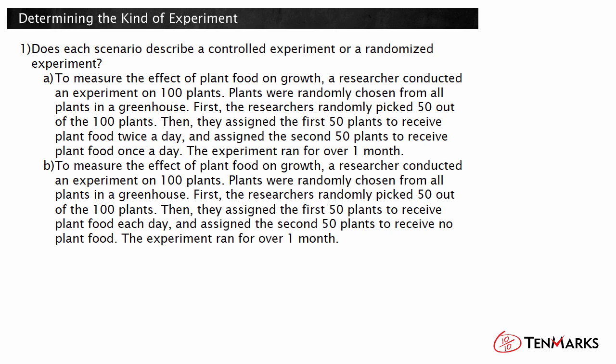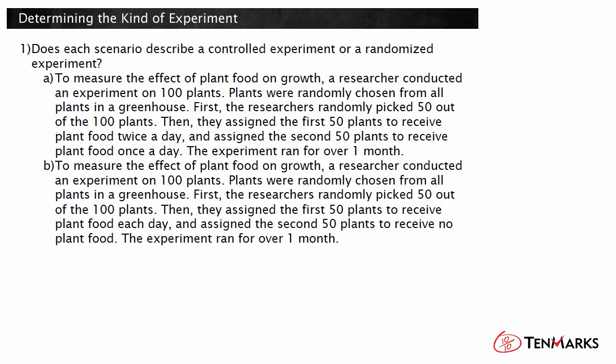B. To measure the effect of plant food on growth, a researcher conducted an experiment on 100 plants. Plants were randomly chosen from all plants in a greenhouse. First, the researchers randomly picked 50 out of the 100 plants. Then they assigned the first 50 plants to receive plant food each day and assigned the second 50 plants to receive no plant food. The experiment ran for over 1 month.